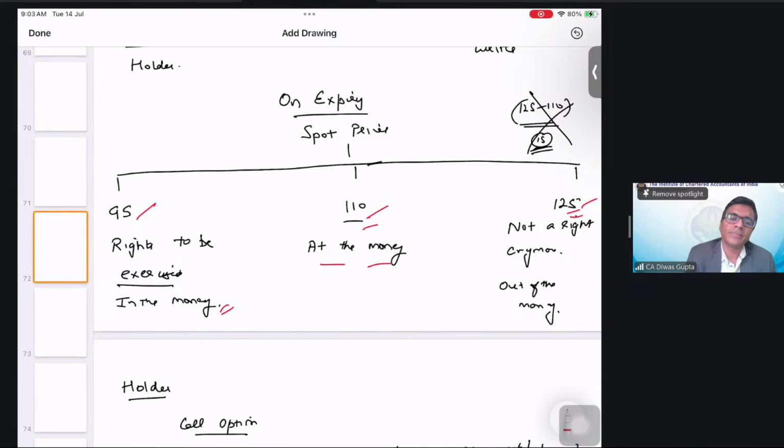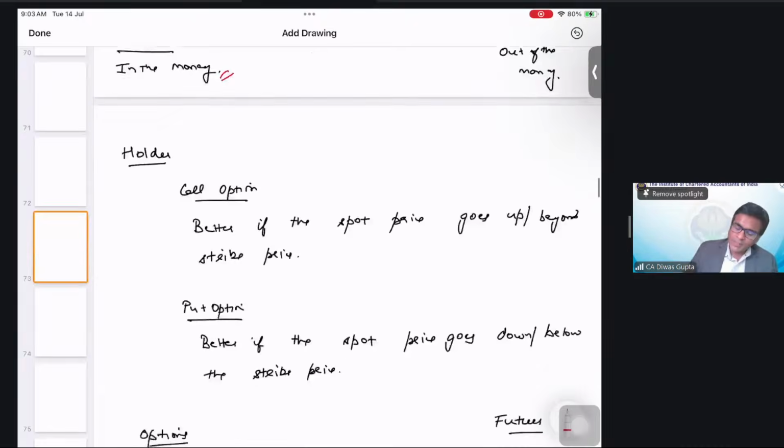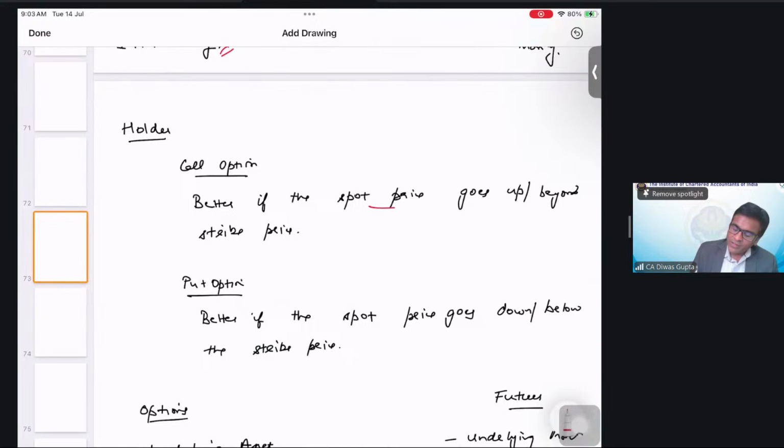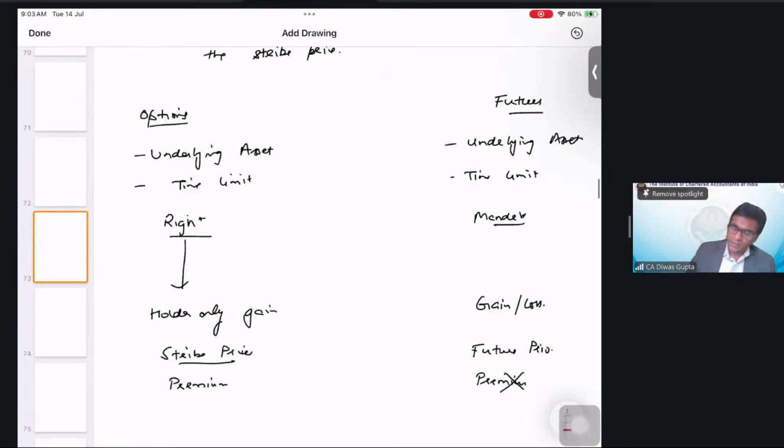Clear? So from holder's perspective, call option is better if the spot price goes up beyond the strike price, right? Put option is better if the spot price goes down below the strike price. Clear? So put option, if there is a downward movement expected in prices, then put option always fetches the better result, right? But again, both the options are giving you only an option. These are not obligations.